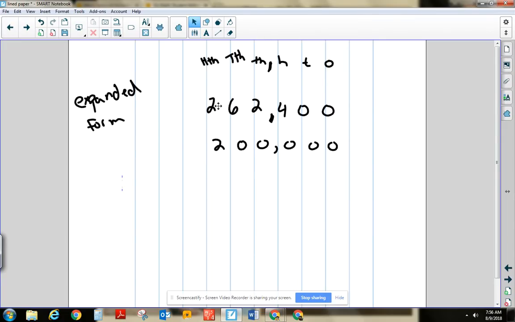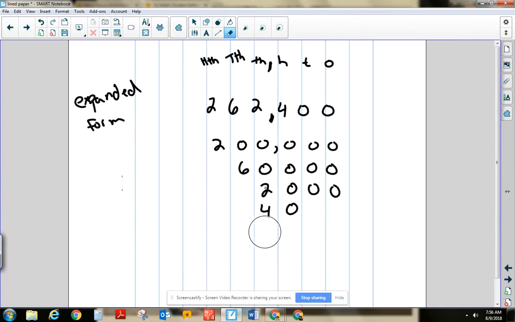We're going to do 200,000, right? We started here. Now we go to the 6, which has a value of 60,000. So I do this. Now we do the thousands place, 2,000. And you'll notice I'm putting zeros to hold the spot. Then 400. Whoops, I put that 4 in the thousands place, didn't I? So 400.